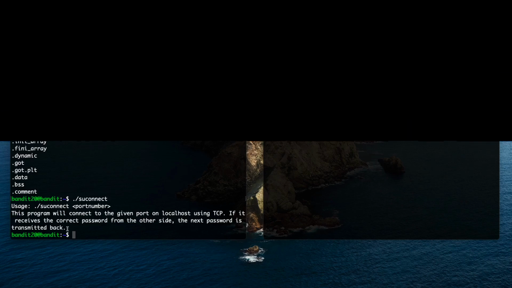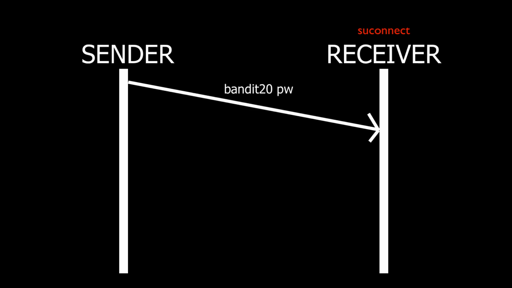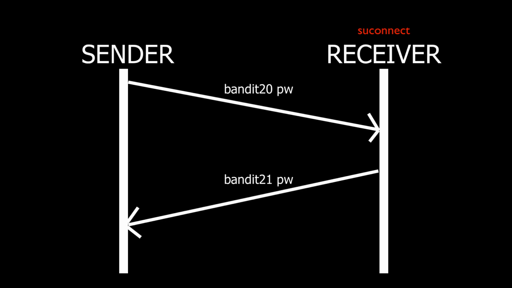So let's visualize this. We need a sender and a receiver. We already have our receiver, which is the setuid-connected binary, so we need to create a sender. Once we have both, we initialize the sender, we initialize the receiver, we send the password from the sender to the receiver, and then the receiver will send it back.